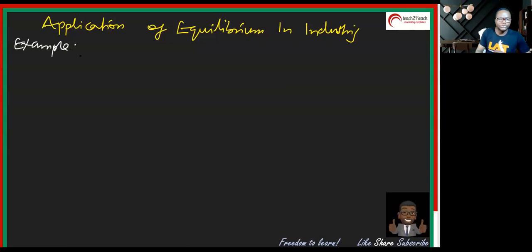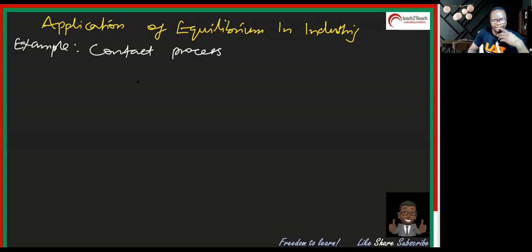Our first example will be in the contact process. Okay, so we want to see how, in the manufacture of sulfuric acid, the knowledge of equilibrium helps industrial chemists to decide on the proper condition for the reaction. And so what's the chemistry behind the choice that they make in the production of sulfuric acid.